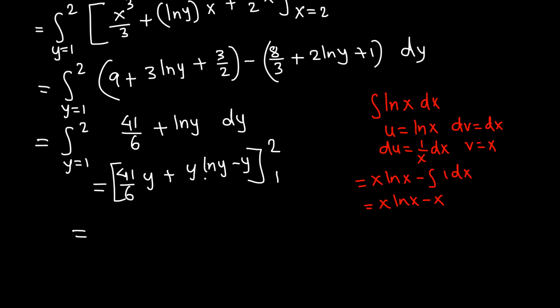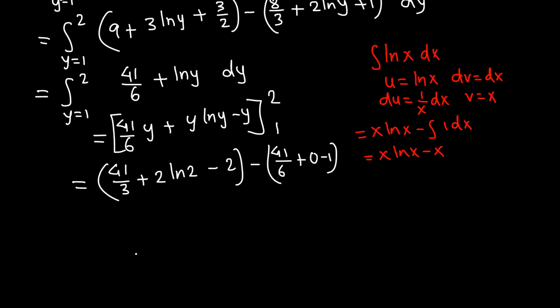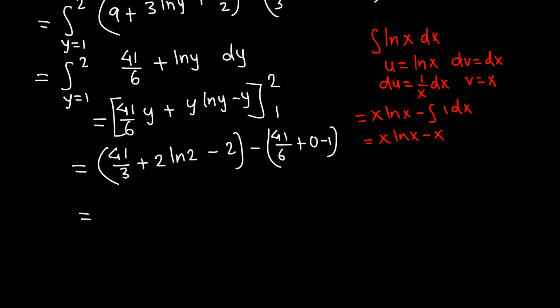Okay, let's plug in 2. Here 2 goes into 6 three times, so 41/3 plus 2 ln 2 minus 2, that's the upper limit, minus the lower limit: 41/6 plus 1 times ln 1. ln 1 is 0, so this part is 0, minus 1. Now for the final answer, we need to combine 41/3 minus 2 minus 41/6 minus 1, because those are like terms, and plus 2 ln 2. So whatever the number is, that will be the answer. So 35/6 plus 2 ln 2 is the final answer.